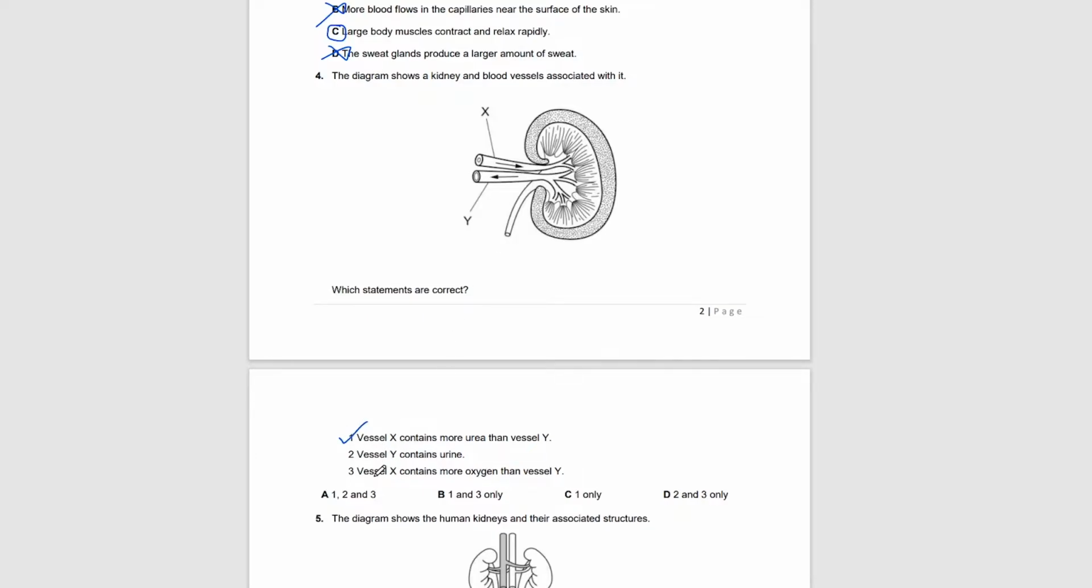So 1 is correct. Vessel Y contains urine. Urine is the liquid part, so vessel Y does not contain urine. It's wrong. This vessel, the ureter, contains urine. Option 3. Vessel X contains more oxygen than vessel Y. It is true. Oxygen in the blood in the renal artery is used by the cells in the kidney to respire, and the amount of oxygen may decrease when it reaches from X to Y. So 1 and 3 are correct. Our perfect candidate for the answer is B.